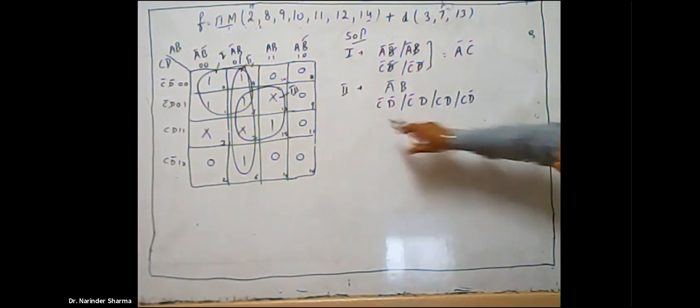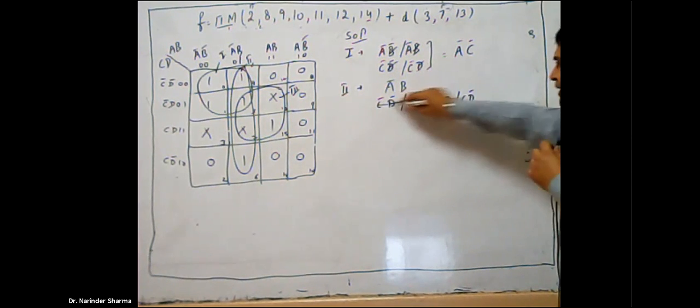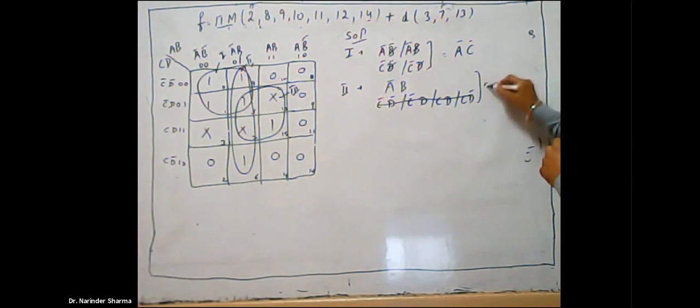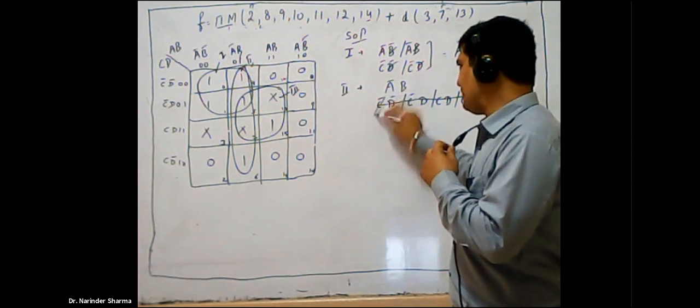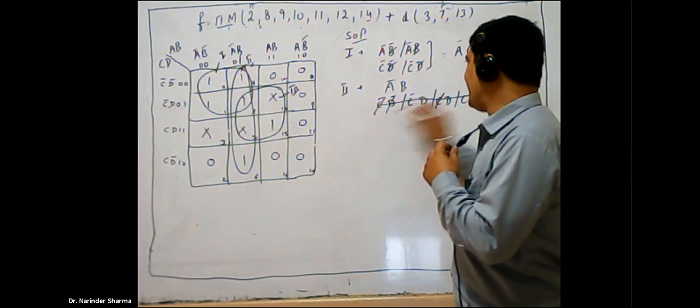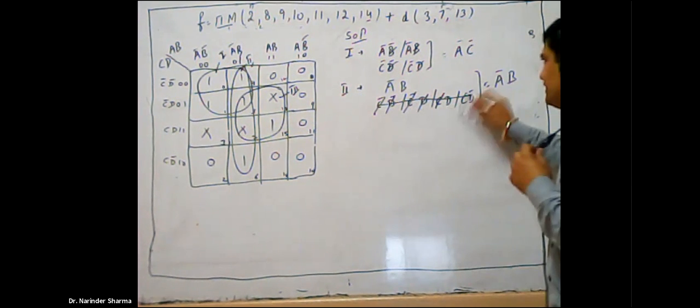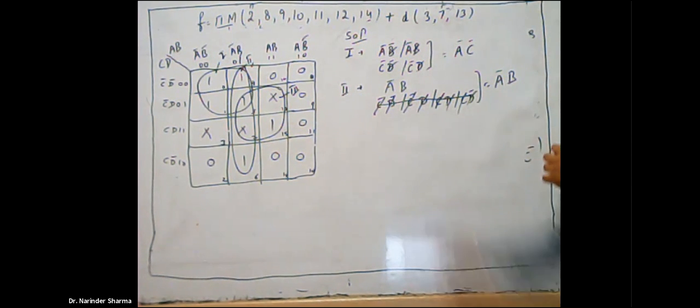I told you that if there is a complete line, it should be striked out automatically. There would be A bar B, or either you can say C bar is cancelled with C, D bar is cancelled with D, C bar is cancelled with C, D is cancelled with D bar. This whole line will automatically get striked out.